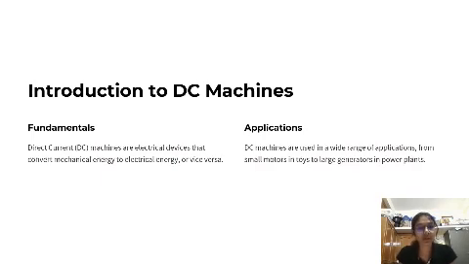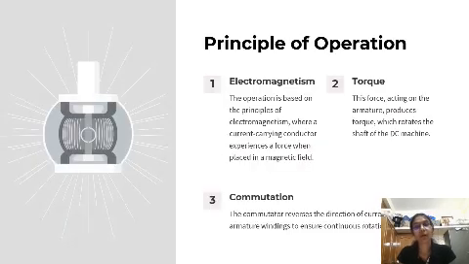Fundamentals: direct current machines are electrical devices that convert mechanical energy to electrical energy or vice versa. Applications: DC machines are used in a wide range of applications, from small motors in toys to large generators in power plants. Next, principle of operation of the DC machine.